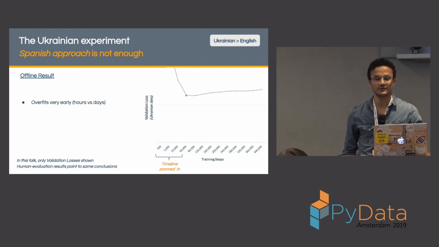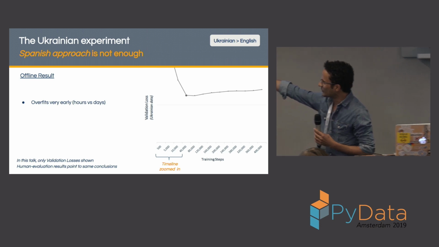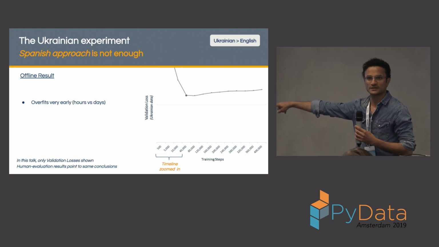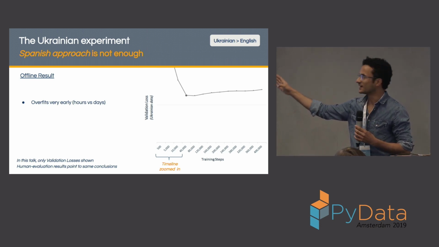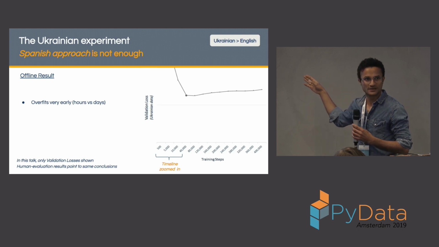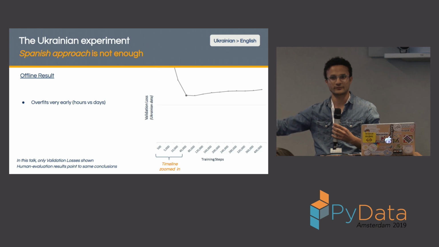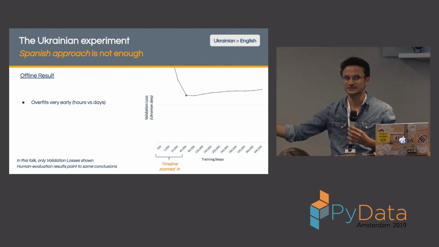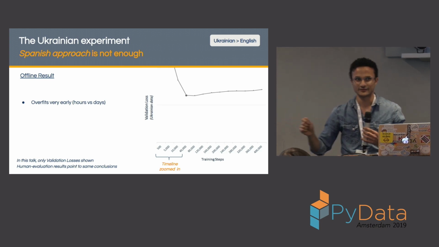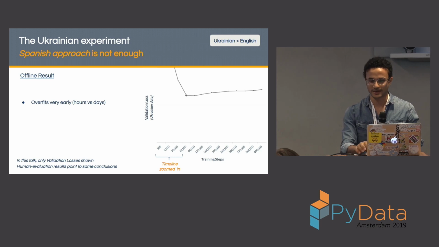Let's see what happens when we train Ukrainian to English. The model gets really good after 40,000 steps or a couple of hours, and then it worsens or overfits. Now, in comparison, the Spanish model kept on getting better and better and better on the same hardware for 4 days. So maybe the model didn't learn enough. Maybe something did not happen adequately.